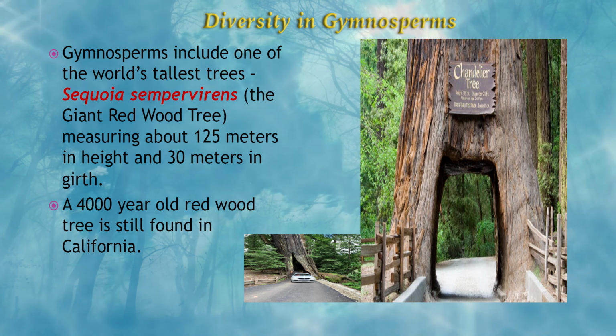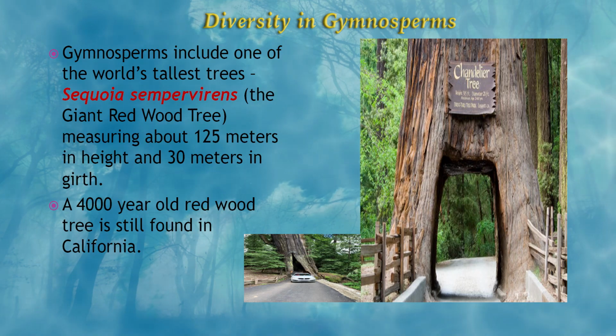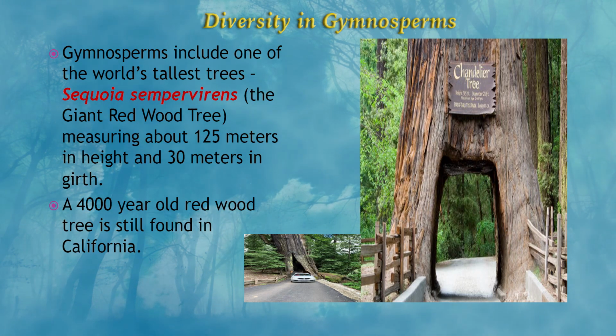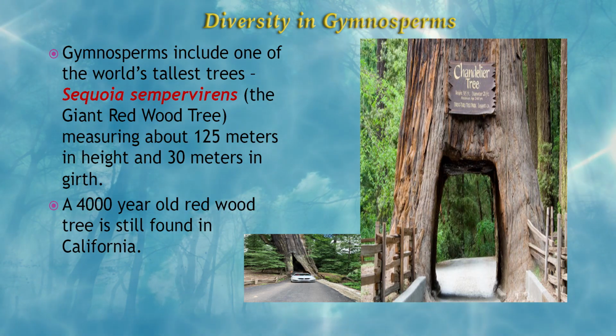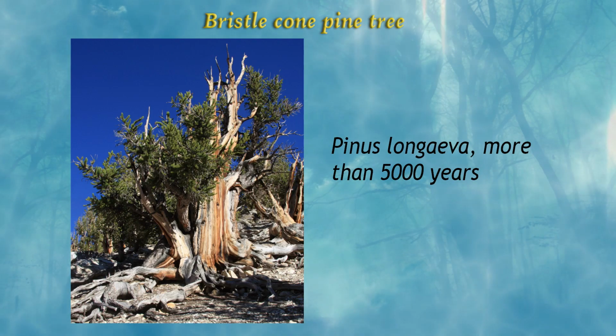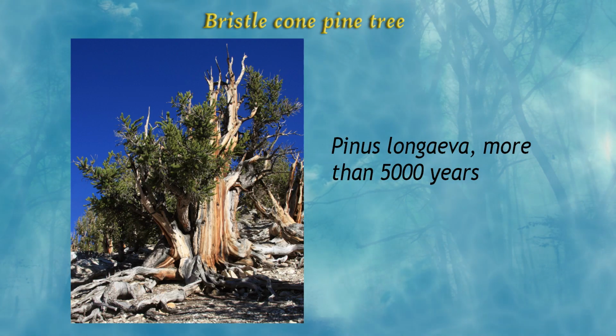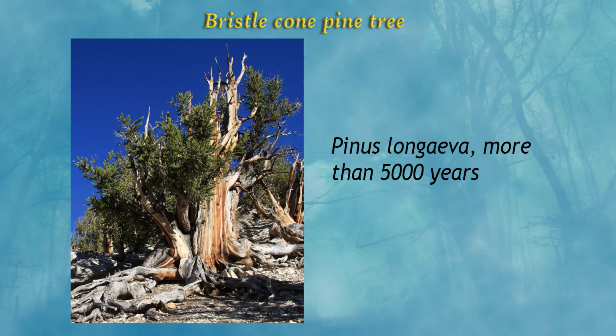People can drive through this tree in their car. So it is a very massive tree, called the giant redwood, and there are many such trees found in California. Gymnosperms are not only big in diameter, but also in longevity. This is an example of Pinus longaeva. It is said to be more than 5,000 years old and is still found in the environment.